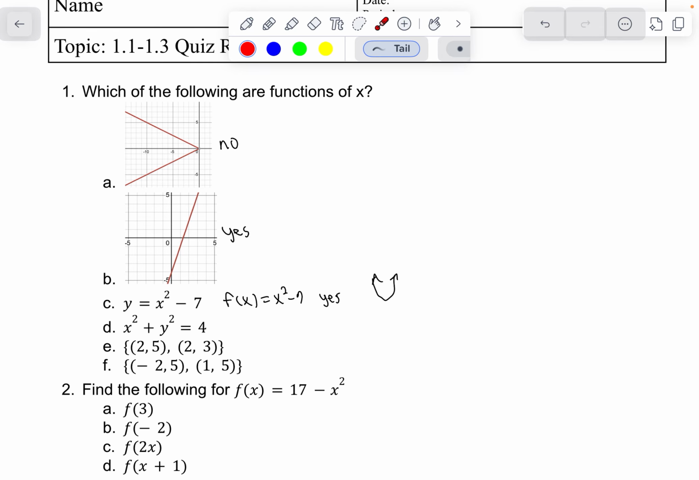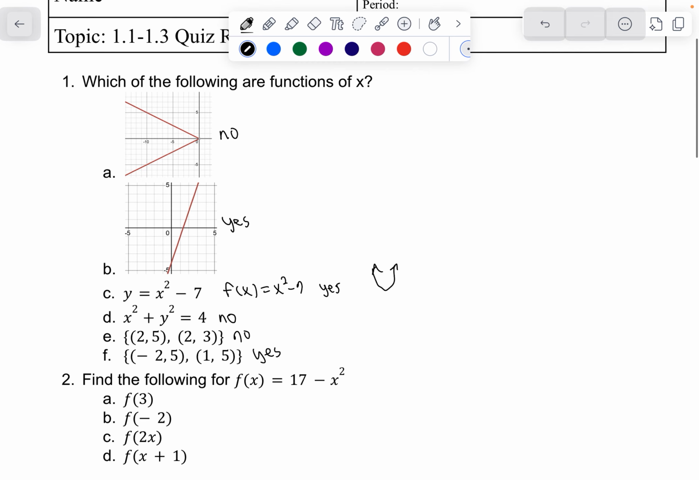A circle doesn't pass a vertical line test. It's a no. So if you have an absolute value on a y, an even power on a y, it's not going to be a function. Now, for ones that are just a discrete set where we're listing the points, just look at the x's. If the x's repeat, it's not a function because those would line up vertically. But if the x's are all unique, like in f, it would be a function. So that's just a little bit about what makes something a function of x.